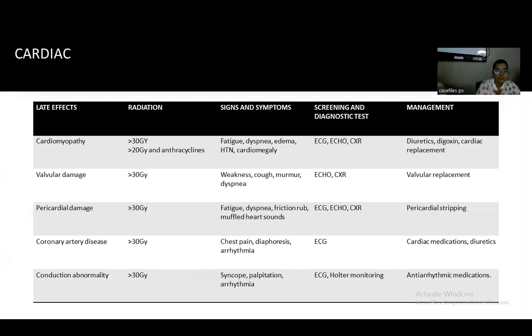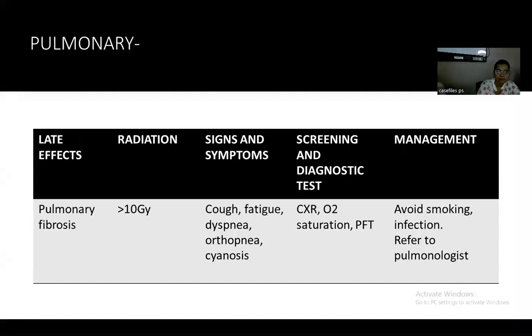We can check it on ECG, and accordingly we have to give cardiac medications and diuretics. Valvular damage can be treated by valvular replacement. And for conduction abnormalities, we first check it by ECG and Holter monitoring, and accordingly we give antiarrhythmic medications.